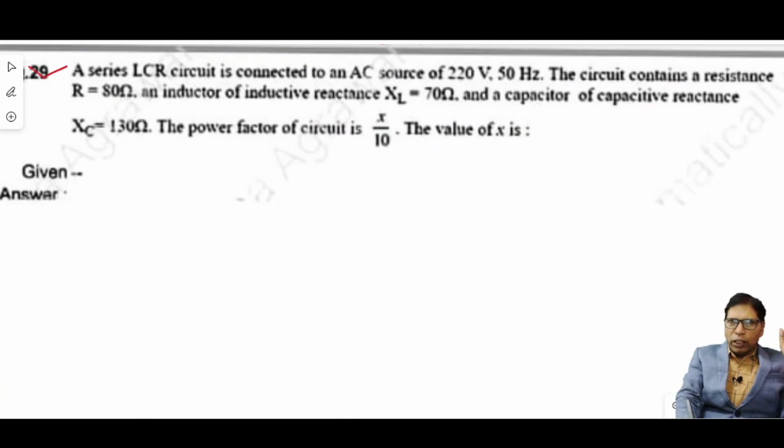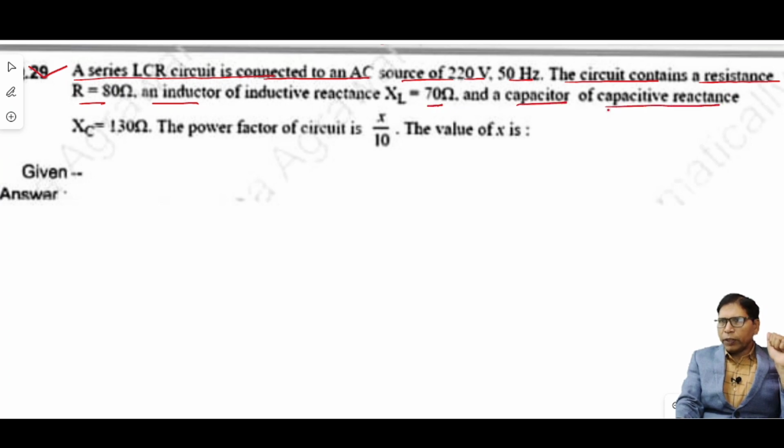Now question number 29. A series LCR circuit is connected to an AC source of 220 volt 50 Hz. The circuit contains a resistance of 80 ohm, an inductor having resistance 70 ohm, and a capacitor of capacitance, look at this, 130 ohm. Now the power factor of the circuit is x by 10. Okay, we have to calculate x.